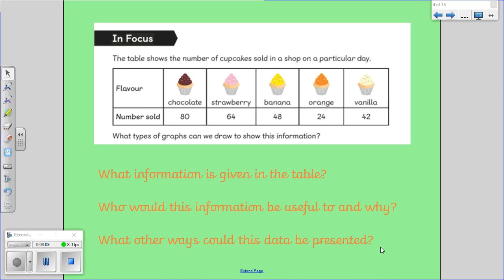What other ways could this data be presented? So at the moment, this data is presented in a table. We can see at the top the different flavours and at the bottom the number sold. You might have thought of different graphs that you could use to present this data. You may have thought about picture graphs, bar graphs, line graphs, maybe a pie chart. There are lots of different ways that we could present data in. Today, though, we're going to look at picture graphs and bar graphs. Let's have a look at these.